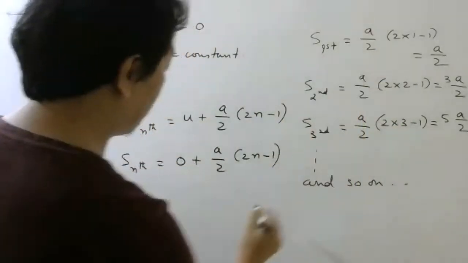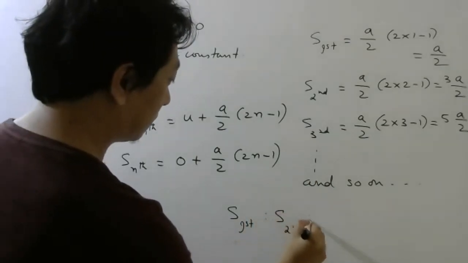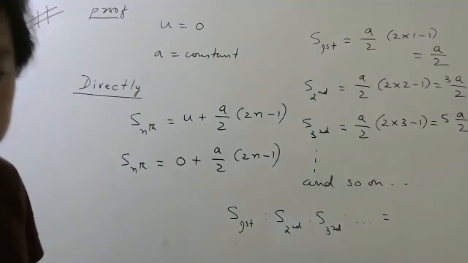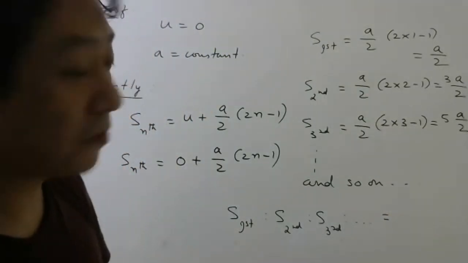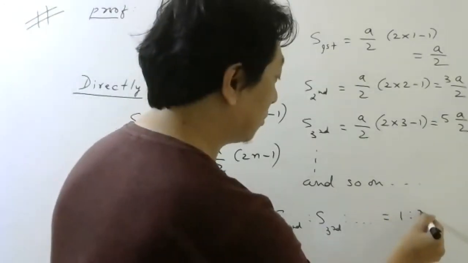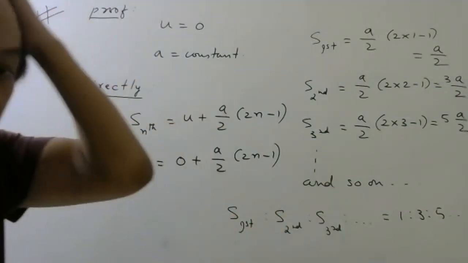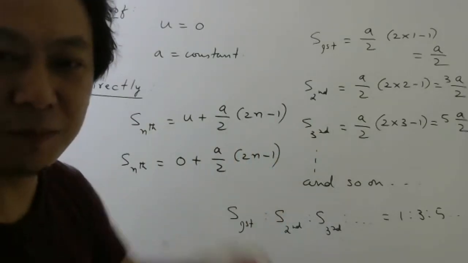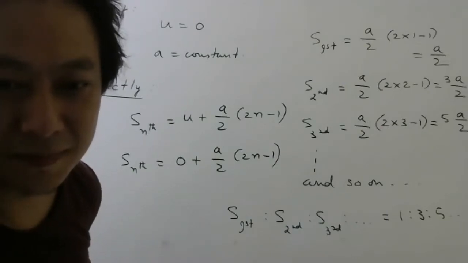And so on. So what will be the ratio? a by 2 is to 3a by 2 is to 5a by 2. a by 2 you can cancel. So what will you get? 1:3:5. So very easily you can prove it like this without too much hard work. This is enough, directly, no? Or you want me to use the first formula and do it? That will take a lot of time.